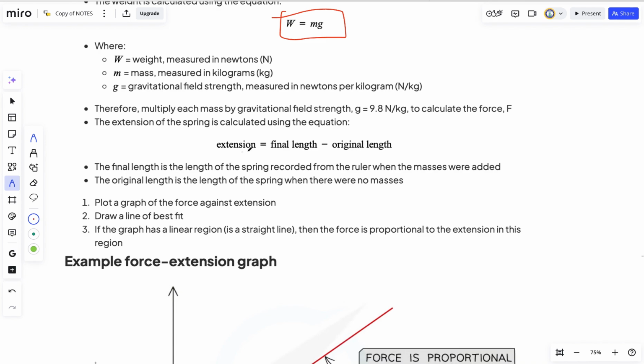You say your extension is equal to final length minus original length. Extension is what? Final length minus original. You just show it in other result analysis. Even if you don't write all this story, this one you see I'm circling, they're very important: the formula and how you calculate your extension.